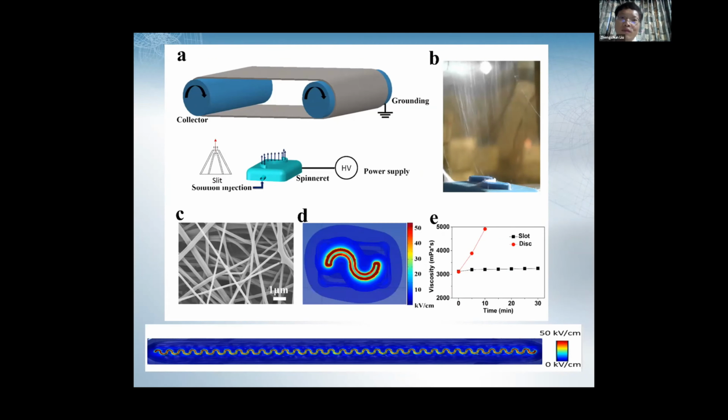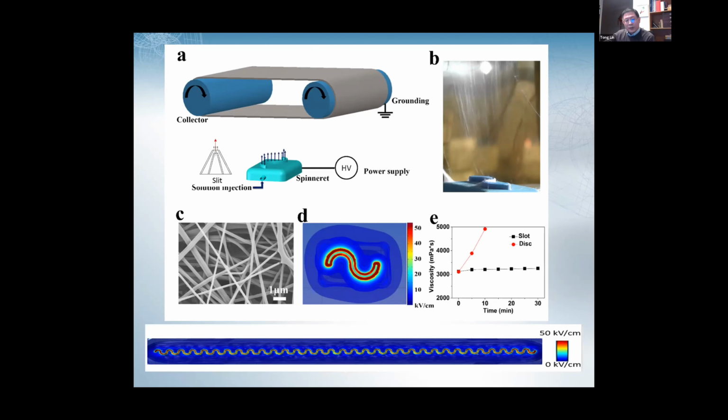But the conventional slot is a straight line. We found that if we create some curvatures along the slot, we can improve the voltage distribution. Through this, we can improve the fiber fabric's quality. So this slot can be used to produce nanofiber from a highly volatile solution.